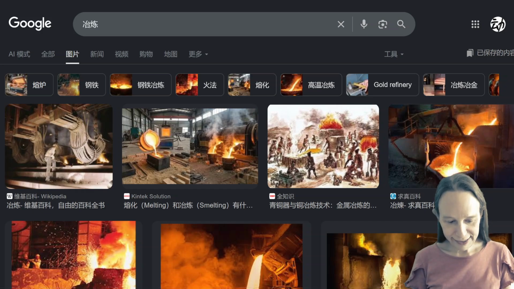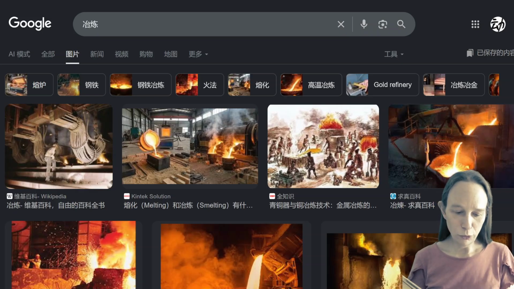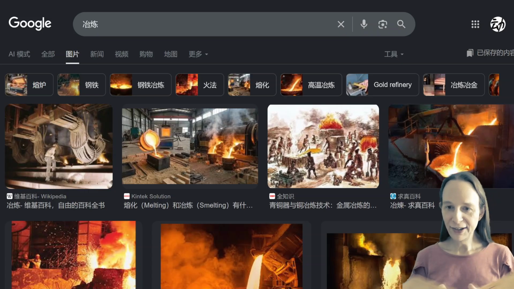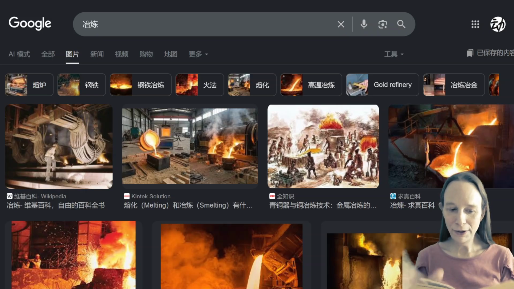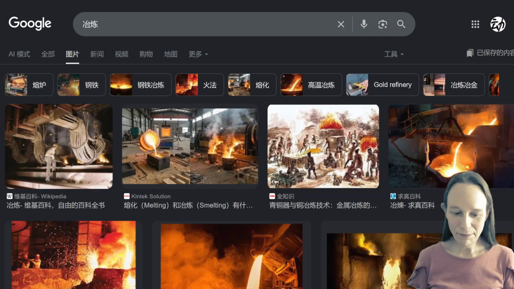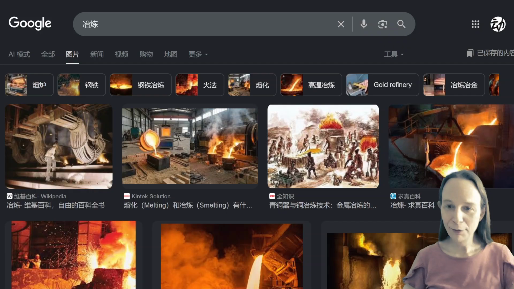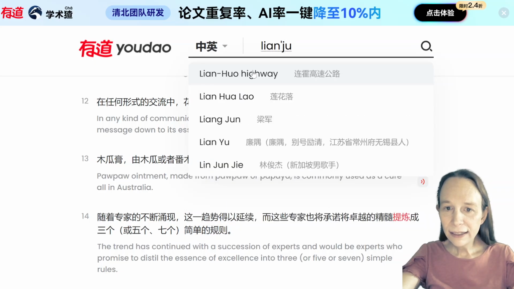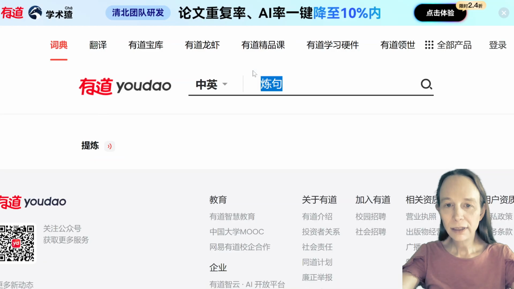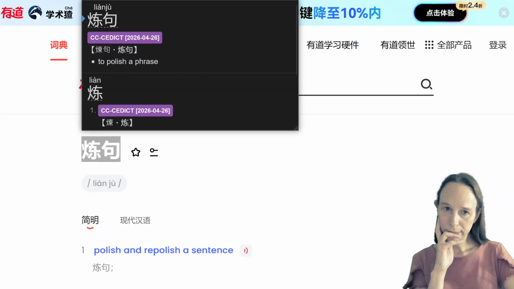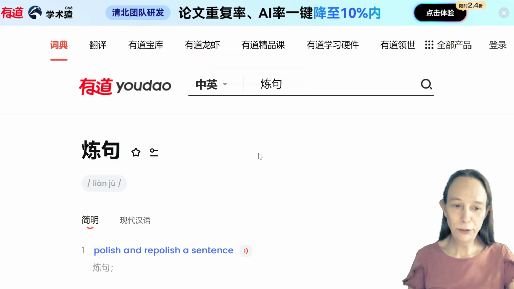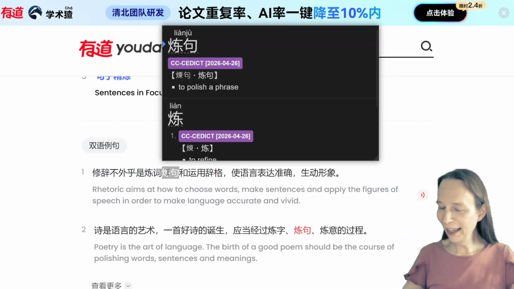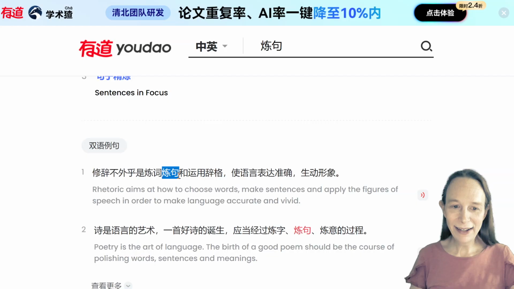Number 2, 用心琢磨使词句简洁优美. So you're thinking carefully about how to make wording beautiful or better, more succinct. So 练句. There it is, 练句. I like this word. 练句 is better because, 练词, 练句.